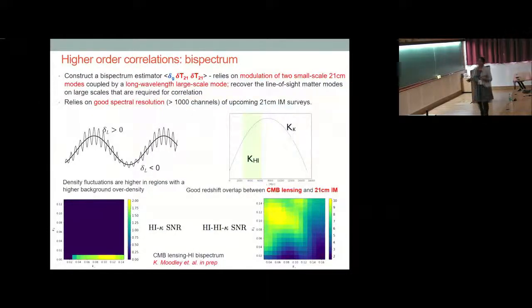If you have a good overlap of the 2 kernels, when you do the power spectrum, you can see that with increasing k parallel, the power goes down, whereas in the bispectrum, the SNR is actually quite high compared to the power spectrum.